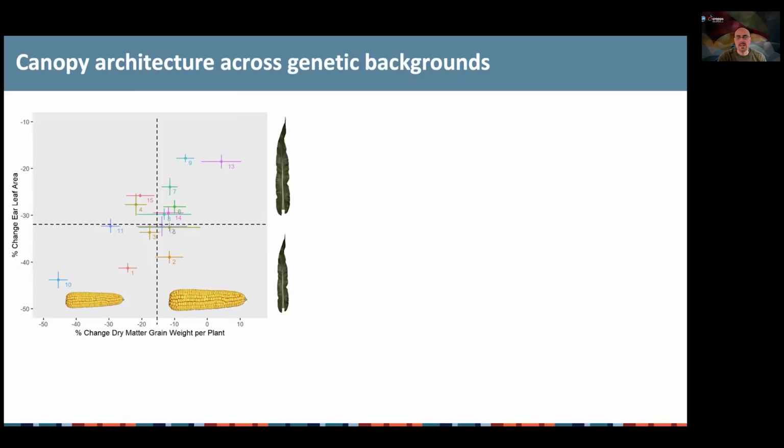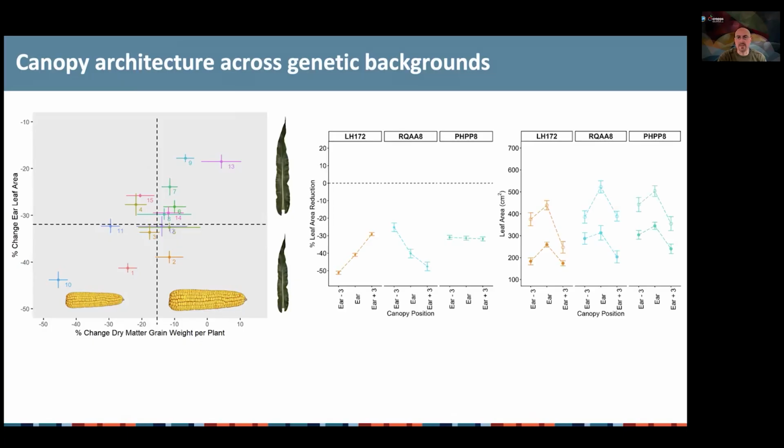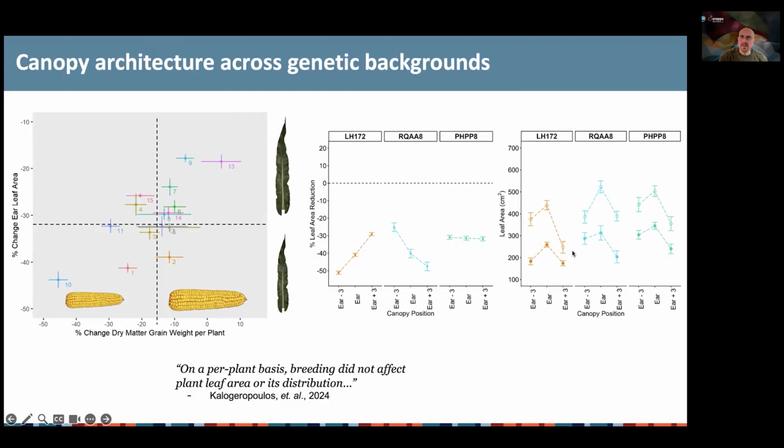However, it's important to note that this is not a uniform response across all backgrounds. As you can see in this figure, where we're again plotting percent changes in leaf area reduction, you have different genetic backgrounds responding differently at various spots in the canopy. Although we modulate percent leaf area reductions in these different genetic backgrounds, it's important to note that we can only make modest changes to canopy shape, which is plotted over here. In this final graph, I'm showing absolute leaf area, and you can see that the widest leaves are always in the middle position.